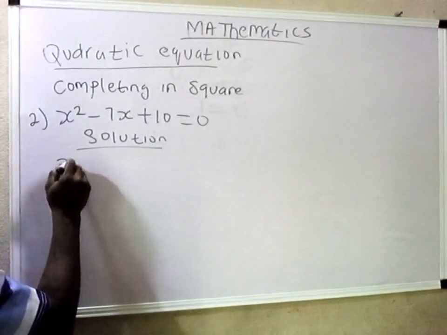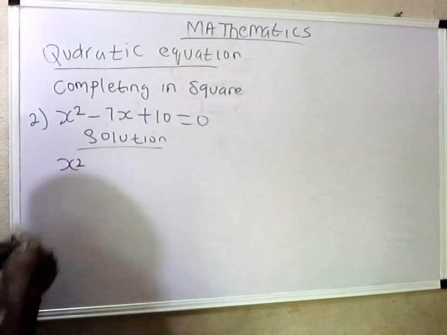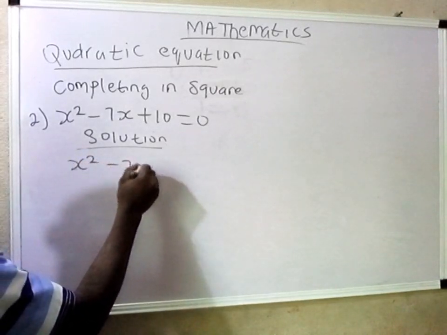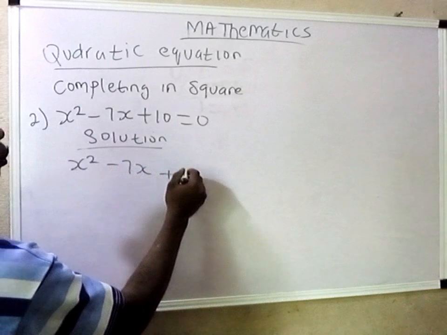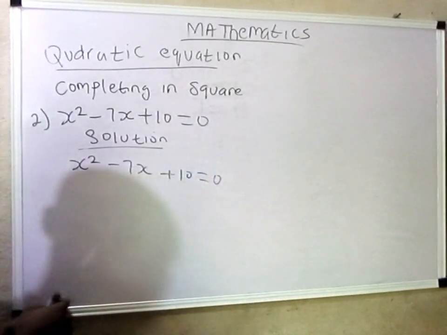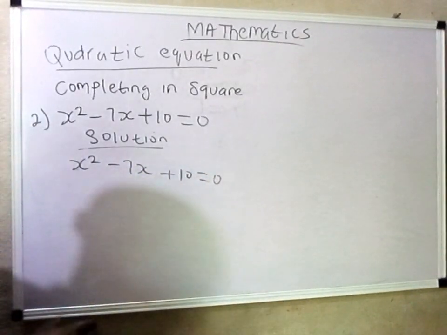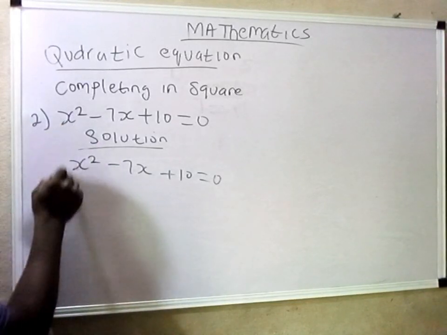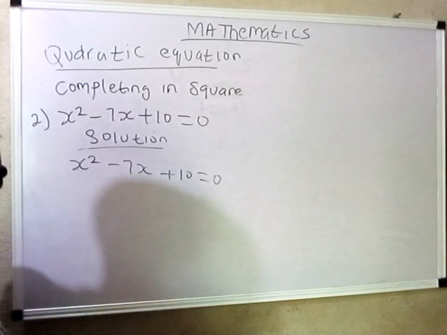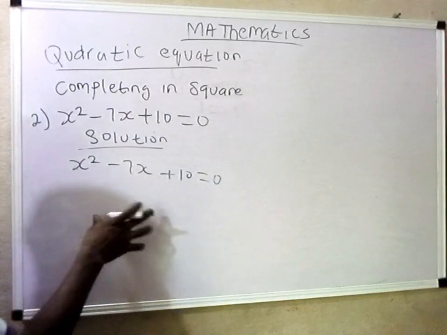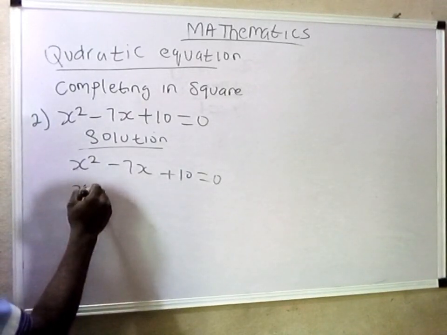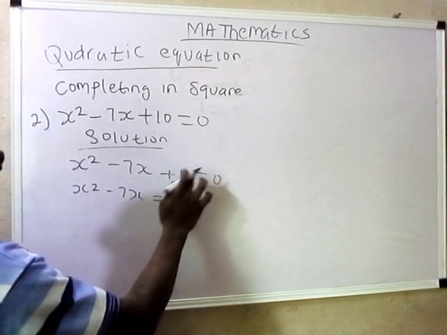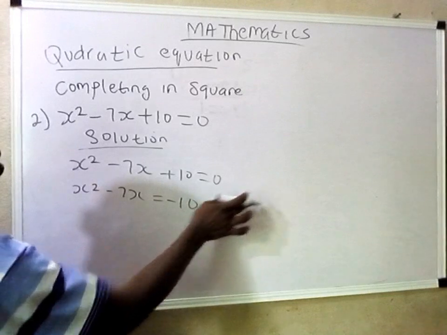So write down the question, which is x square minus 7x plus 10 equals 0. You know in the first question we divide by the coefficient of a, but in this one it is 1. So if you divide all of them by 1, it's of no use. So we move on over to the second step, which is x square minus 7x equals minus 10. We take the c this way.